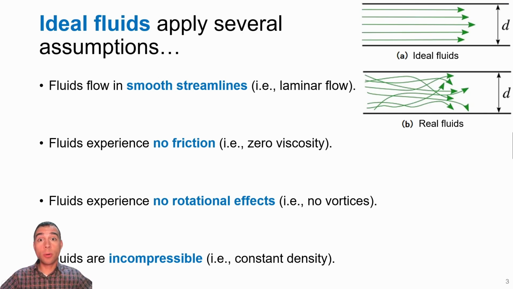First, we assume that fluids move in entirely smooth layers, or streamlines, so there won't be any mixing of any kind with these fluids. Also, we'll assume that fluids experience no friction. That means that they have no viscosity, they flow with no resistance at all. These fluids have no rotational effects, so there will never be any swirls or whirlpools or vortices. And ideal fluids are also incompressible, which means that they take up the same amount of volume given some mass of fluid. In other words, the density of an ideal fluid is constant throughout the entire fluid.